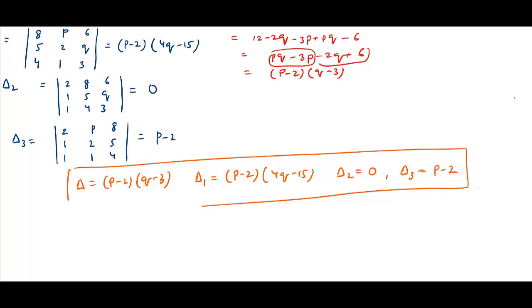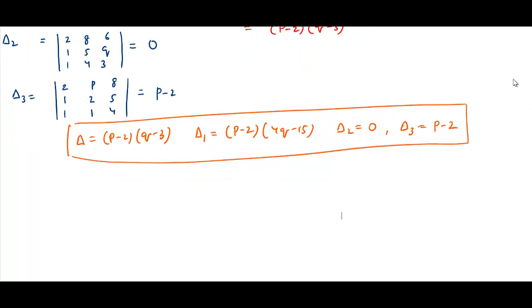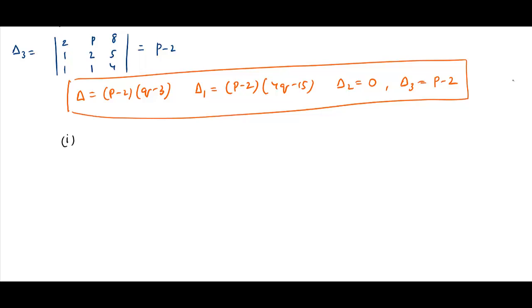We know how to calculate delta, delta 1, delta 2, delta 3. We have seen this in the previous videos also. So we have these 4 pieces of information with us. And now let's start answering the parts one by one. Let's start with the first part. The first part of the question was that you have to find the values of p and q for which the system has no solution. We want the system to have no solutions.